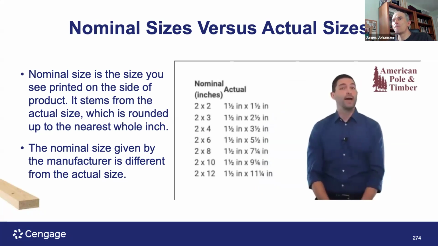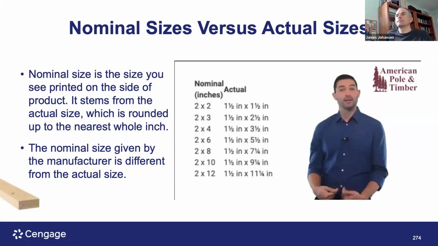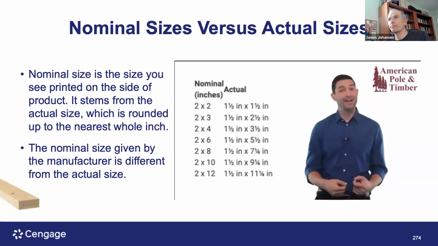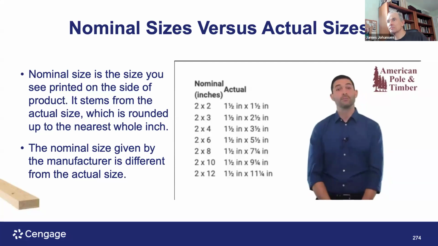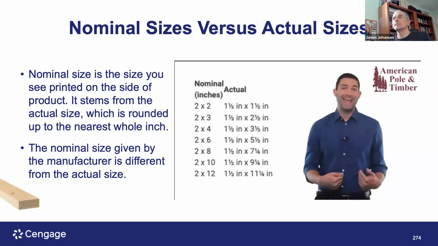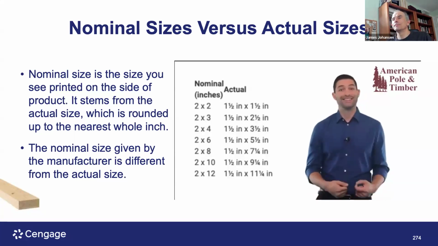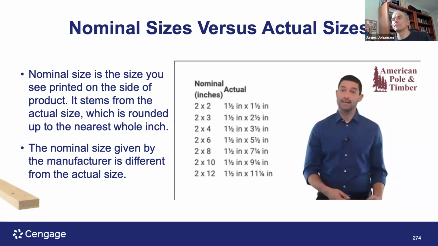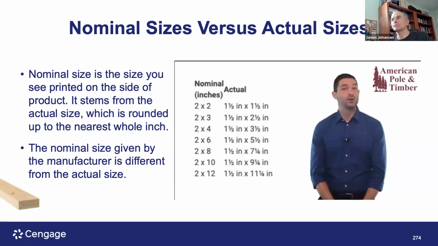2x2 is actually 1.5 inches by 1.5 inches. 2x4 is actually 1.5 inches by 3.5 inches. 2x6 is actually 1.5 inches by 5.5 inches. 2x8 is actually 1.5 inches by 7.25 inches. 2x10 is actually 1.5 inches by 9.25 inches. 2x12 is actually 1.5 inches by 11.25 inches.